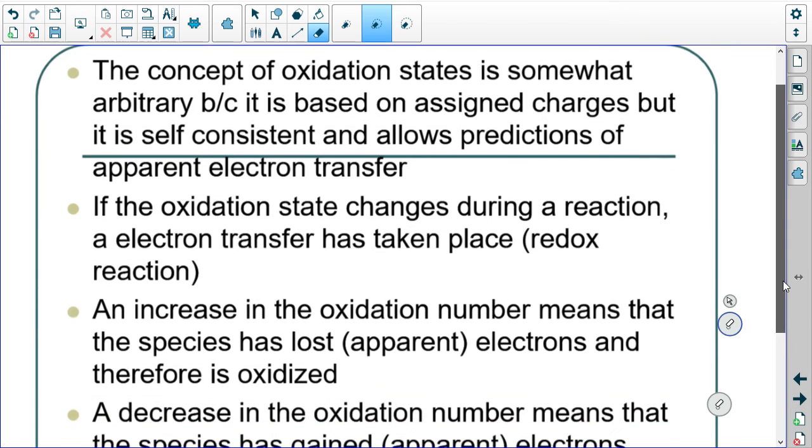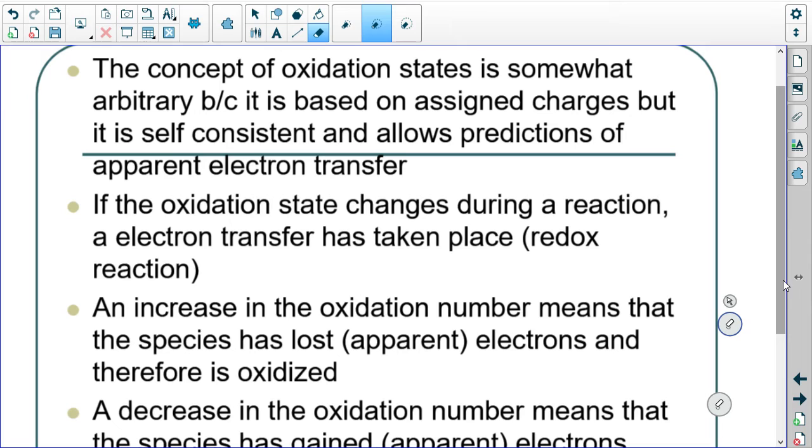Okay, so we talk about this. It's arbitrary because it's based on assigned charges, but it is self-consistent and allows predictions. Okay, so that's why we get to use it. It's self-consistent. It's consistent throughout all of the stuff that we use. If you change the oxidation state during a reaction, we've got an electron transfer, i.e. a redox reaction.